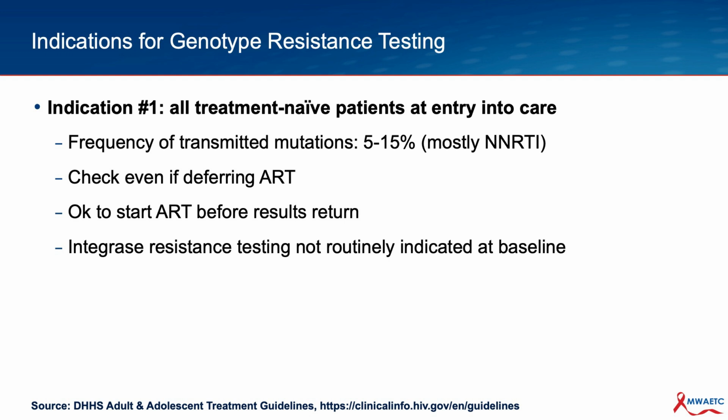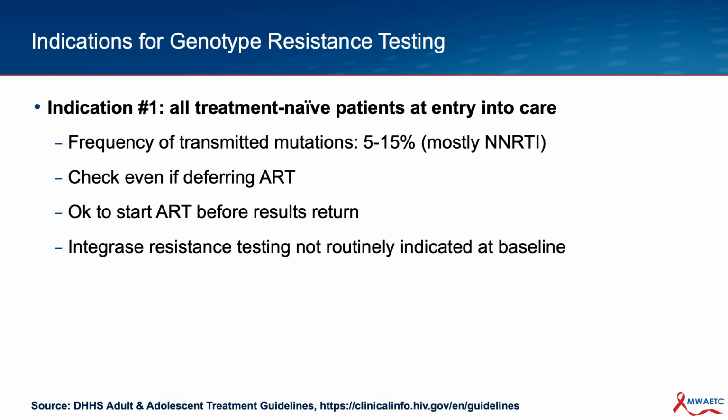The frequency of transmitted mutations on a baseline genotype is 5 to 15%, but most of that is NNRTI. The rate of transmitted integrase resistance remains incredibly small, and that data is consistent across numerous studies, from the United States, from Europe, from Australia, and other places. For that reason, it is not recommended to do an integrase resistance test routinely at baseline.